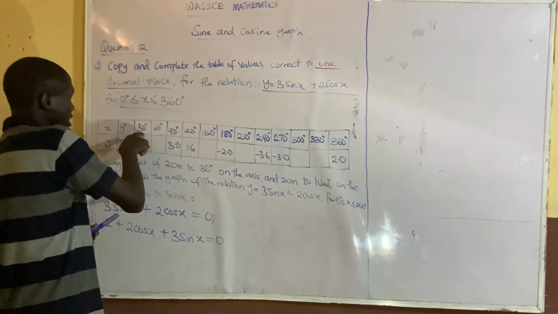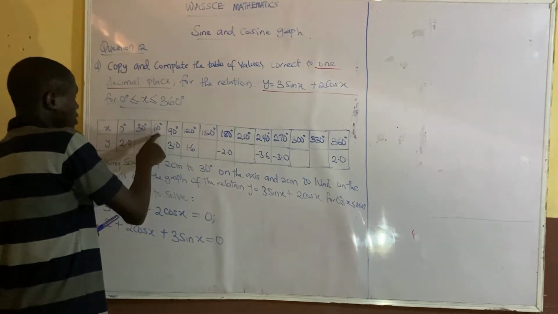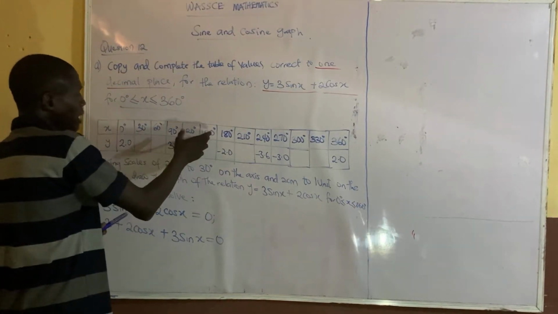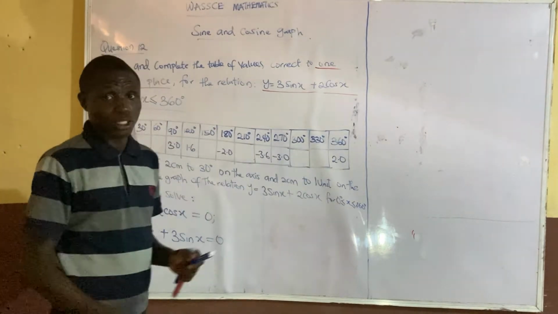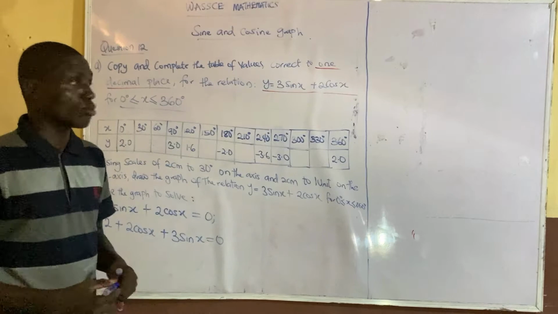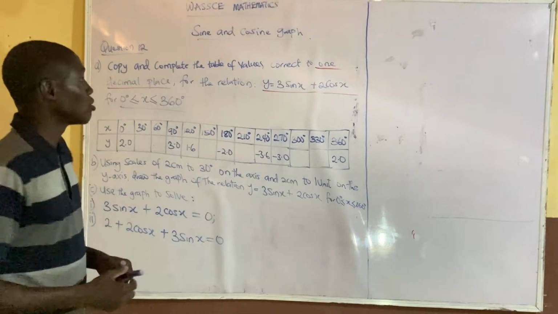When x is equal to 30 degree, what will be our y? When x is equal to 60 degree, what will be our y? When x is equal to 150, what will be our y? And so on and so forth. Let's go into the solution to avoid wasting much of our time.